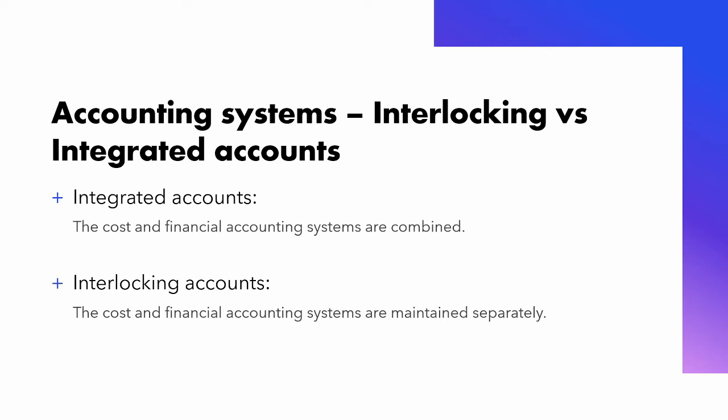In an interlocking set of accounts, then, we keep the costing and financial accounting systems completely separate, often through the use of two unrelated softwares. They are then connected through the use of control accounts. Generally, an integrated set of accounts is preferred, as it removes the duplication of accounting entries and also makes the pulling of reports for planning, control, and decision-making easier.